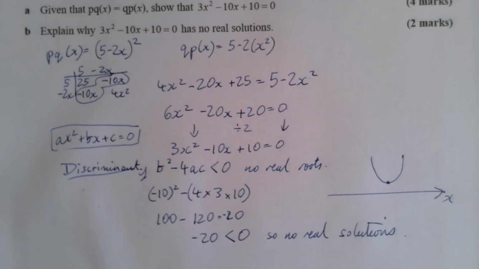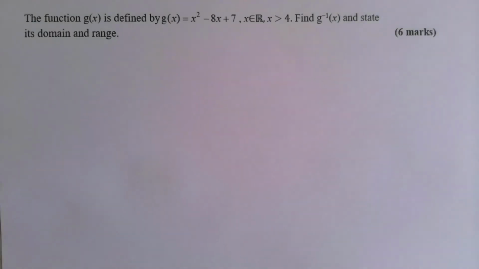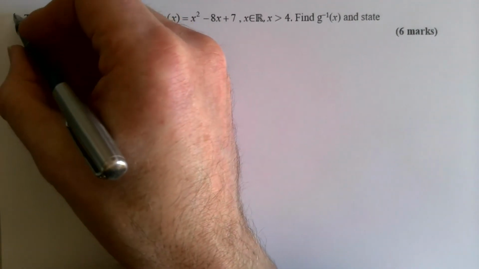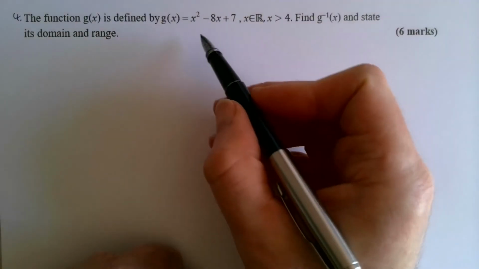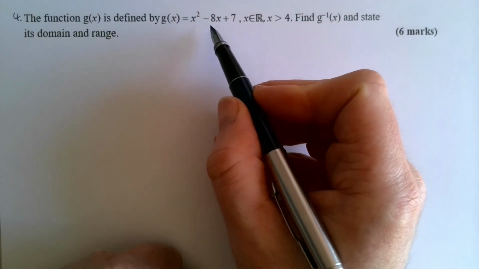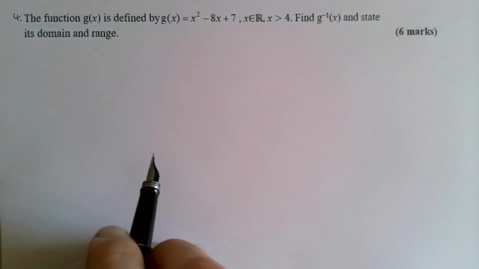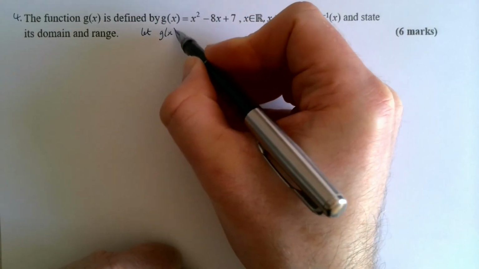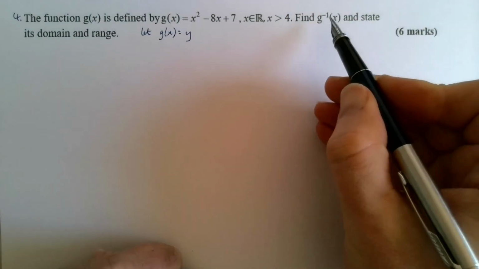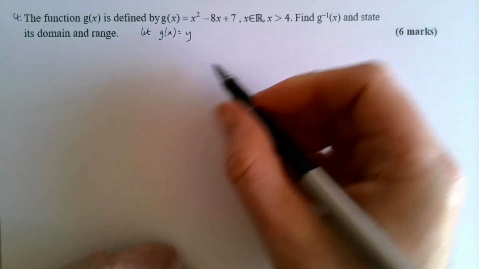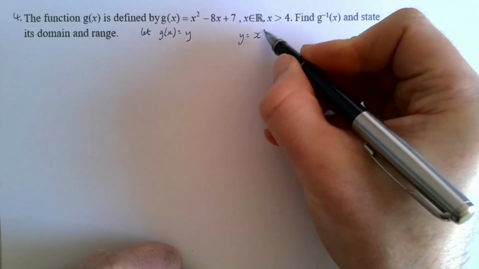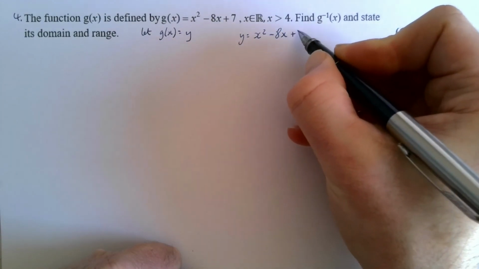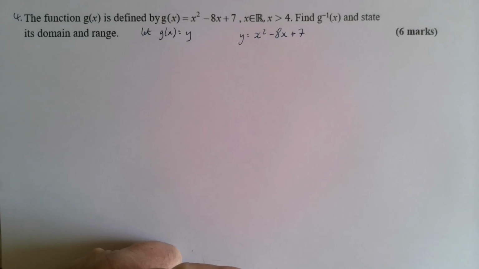Right, just one more question to go. All right, so question 4. The tricky thing here is, in order to find the inverse function, we normally say let g of x equal y, and then y is going to equal x squared, take 8x plus 7, and then we're going to need to rearrange to make x the subject of the formula.